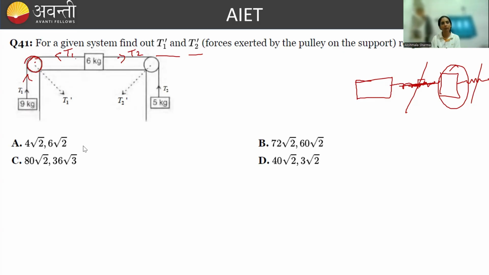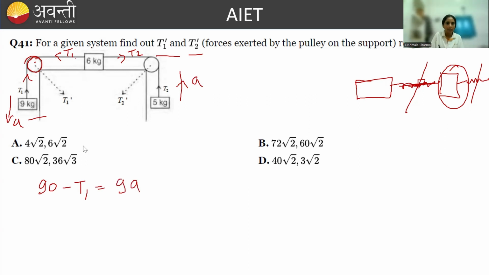Okay. Now let's solve the question. Suppose this 9 kg is going down. So the 5 kg will go up. If it is going down with acceleration a, it will go up with acceleration a. Simple, right? Now let's write the equation. If we write the equation for this 9 kg, 9g minus T1 will be equal to 9a.